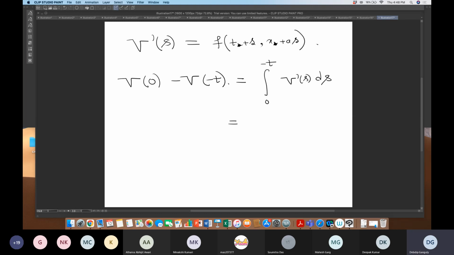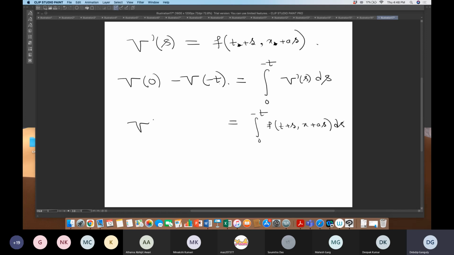Write it down. Otherwise you have to do T naught. No problem. Anyway, I made it just a single running variable T. So this is the integral from 0 to minus T of f of T plus S, comma X plus AS. Or otherwise, if I do T naught, I have to write T naught here. You can make it T naught.